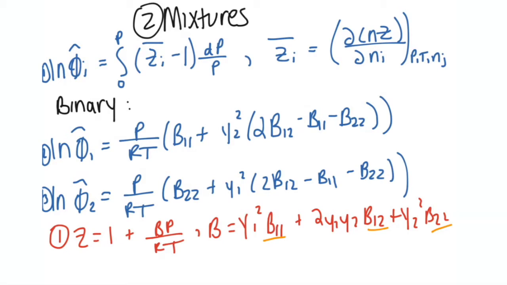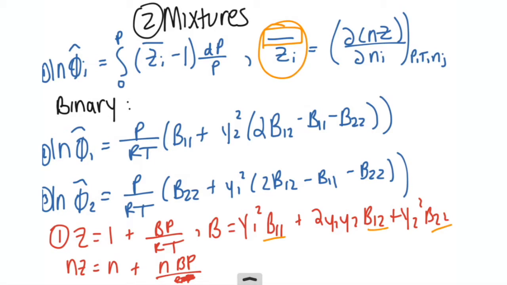And then the second step is that you want the partial, okay? See, we notice we have this little line on top. We have a partial to do. So once we have our B, we're going to multiply this whole equation by n. Okay, so it's going to look something like nZ is equal to n plus nBP over RT. Not going to fit in there. Okay, pretend that's a T down there.